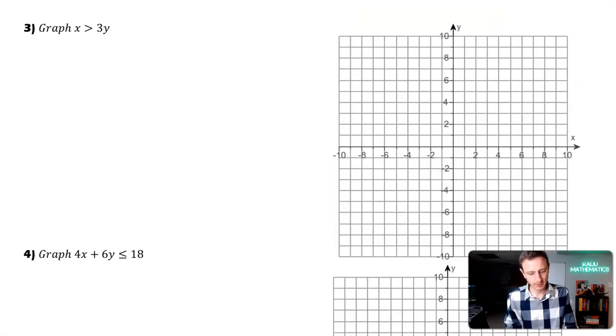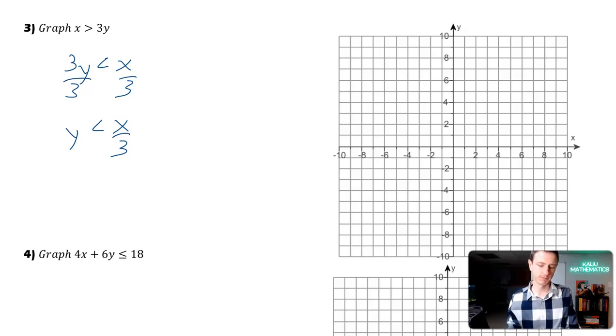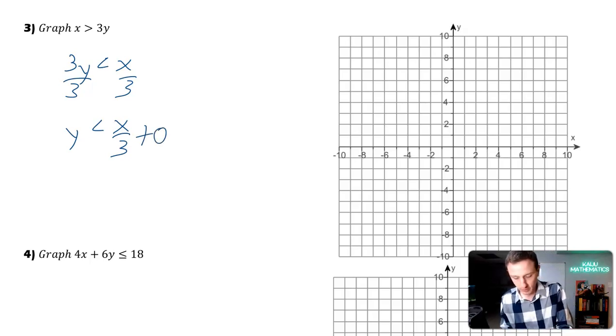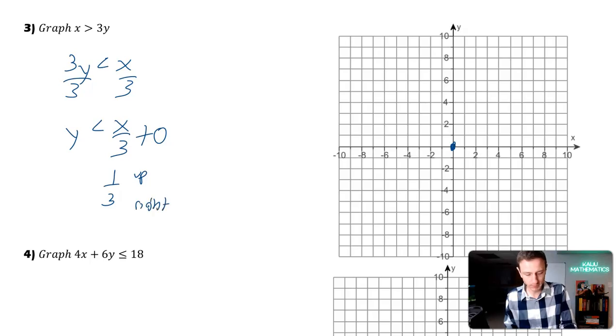So we've got a couple more. Graphing x is greater than 3y. I'm going to rewrite this so I can have it flipped around. I'm going to divide by 3 to get y by itself. So y is less than x over 3. The y-intercept is 0 because we don't have a +5 or -7 or anything like that. So I'm going to put a point at 0, 0. My slope is 1 over 3, so up 1, right 3. Up 1, right 3, or down 1, left 3, down 1, left 3.